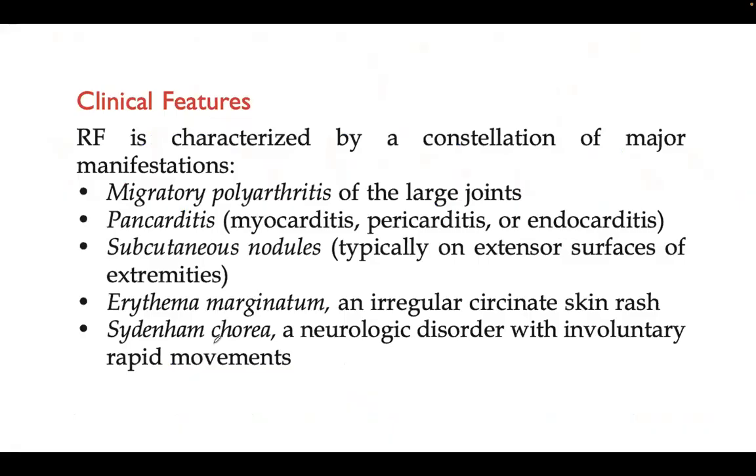Now, let's talk about rheumatic fever. Does anyone know what this criteria is called? The one that has 5 criteria. We have the polyarthritis, we have the chorea, the pancarditis, the erythema marginatum. Okay, this is known as the Jones criteria. So please take note of this.